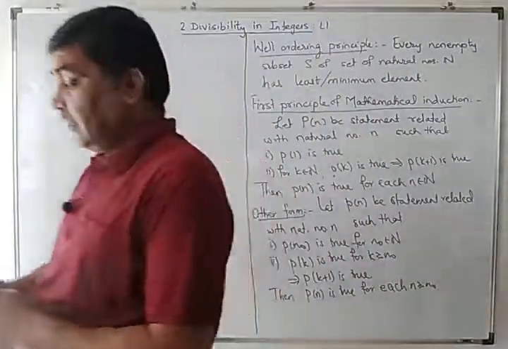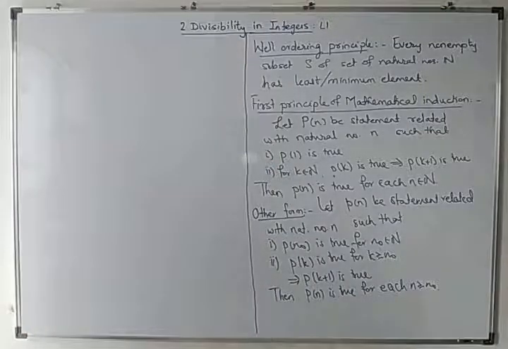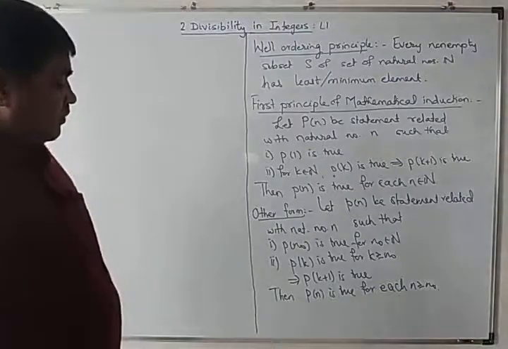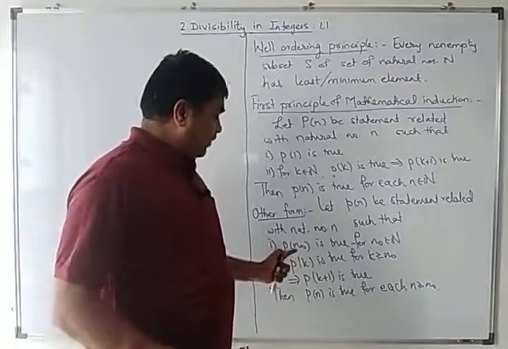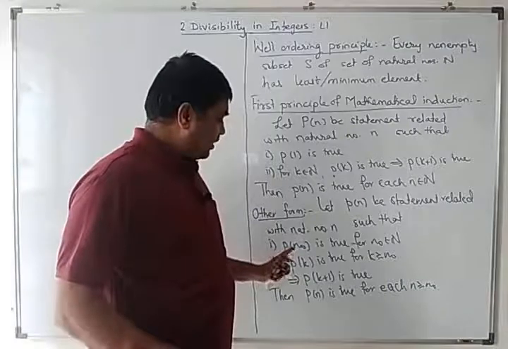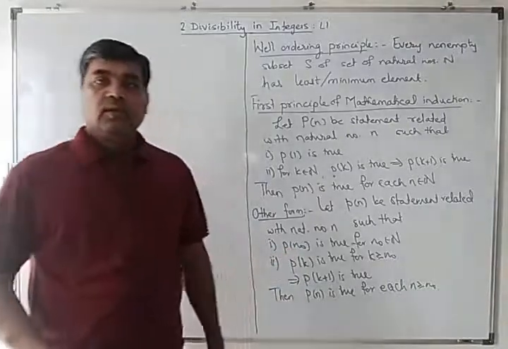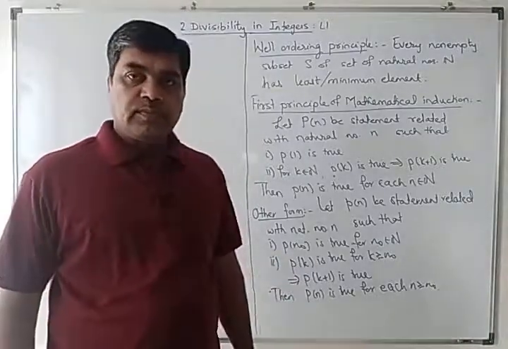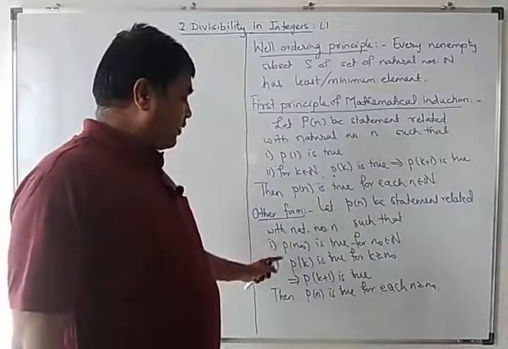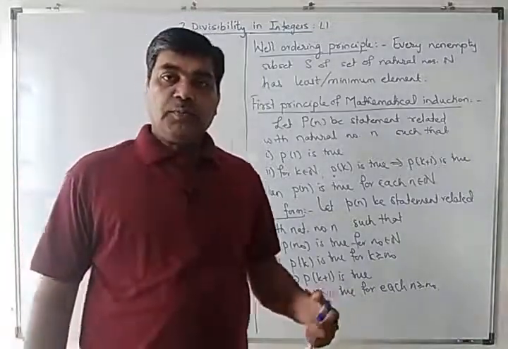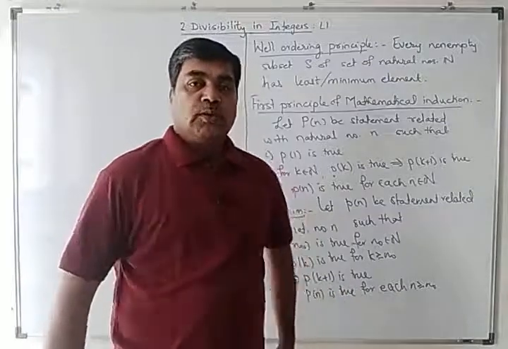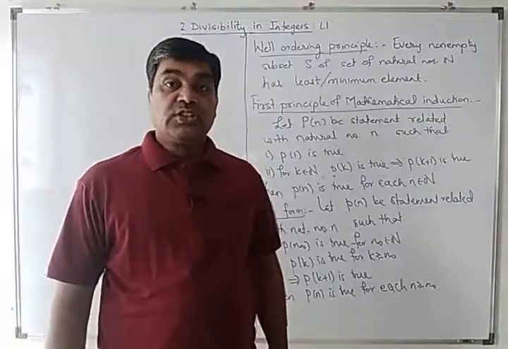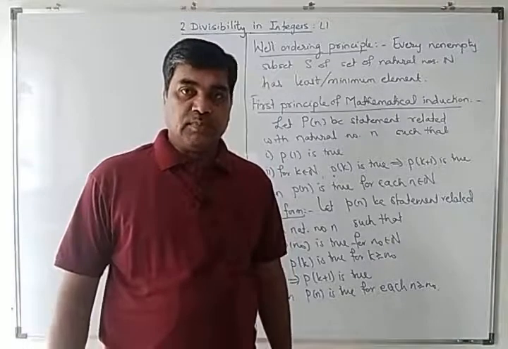If I have to prove some statement which is true for every n greater than or equal to n naught, then we'll firstly prove that the given statement is true for n equal to n naught. We'll assume the result for k greater than or equal to n naught, and with the help of the two, P(n naught) and P(k), if we are able to prove that P(k plus 1) is also true, then by the first principle of mathematical induction, we will say that the given statement is true for any natural number.